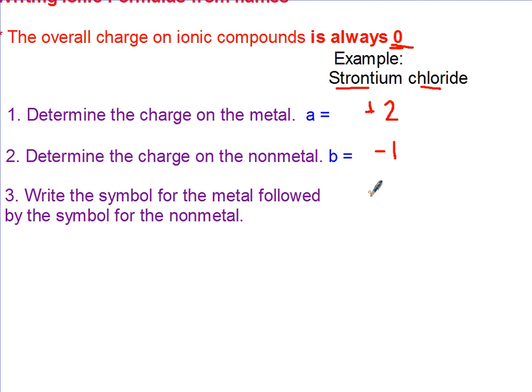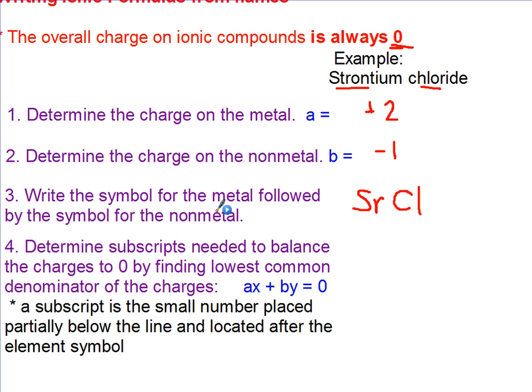Next, I'm going to write the symbol for the metal, so Sr, followed by the symbol for the nonmetal, Cl. So I'm starting out that way. I'm not done yet. I'm just writing down what I know about it. What I need to do is figure out what the subscripts are by balancing charges to 0.